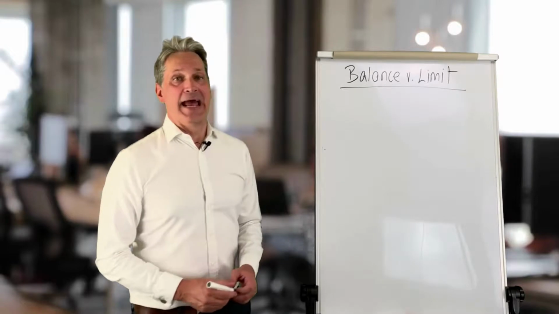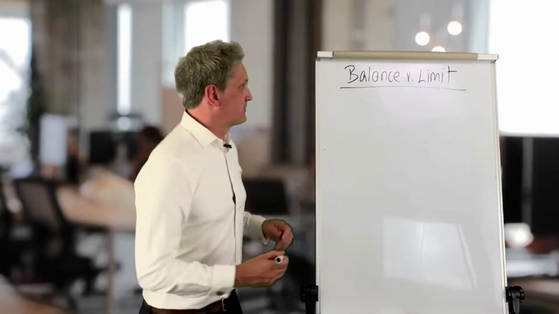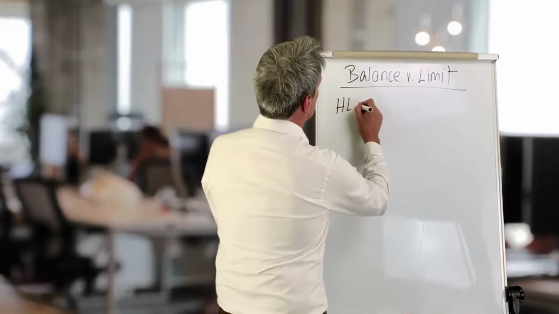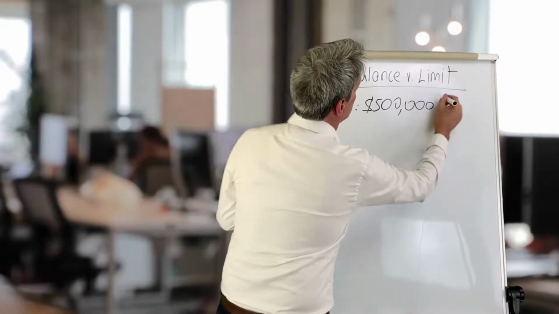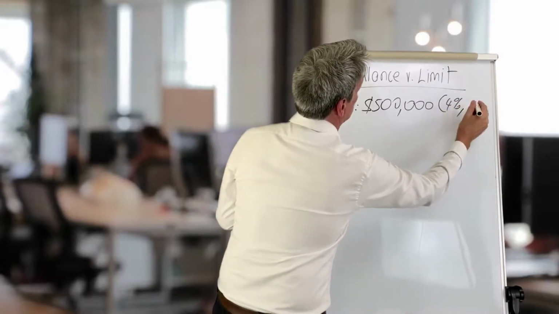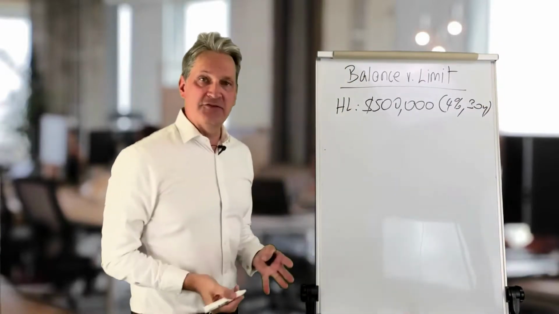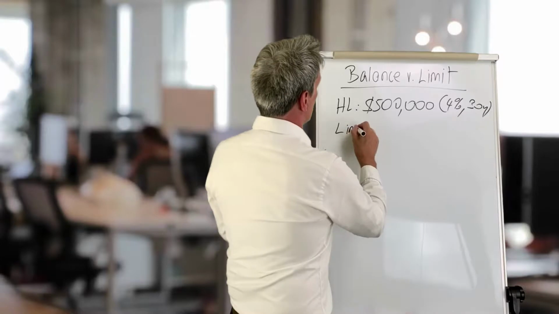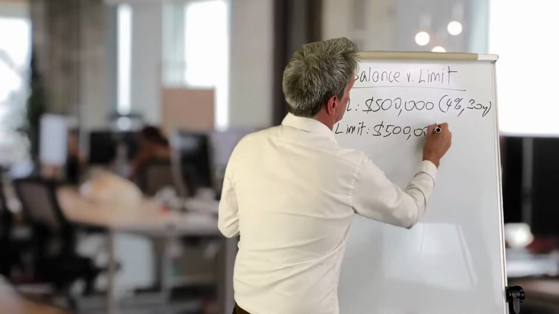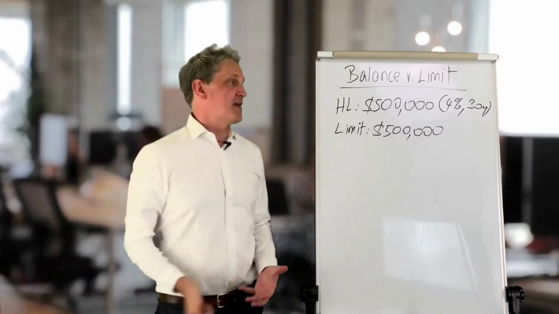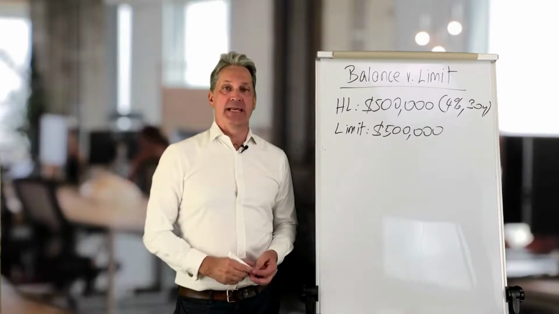All right, so let's have a look at a specific example so that you understand exactly the difference. Let's imagine that you borrow money, you have a home loan of $500,000, your interest rate is 4%, and you borrow over 30 years. As soon as you settle, your limit is $500,000. That's what you start with. That's what you borrowed from the bank. That's what you owe the bank.